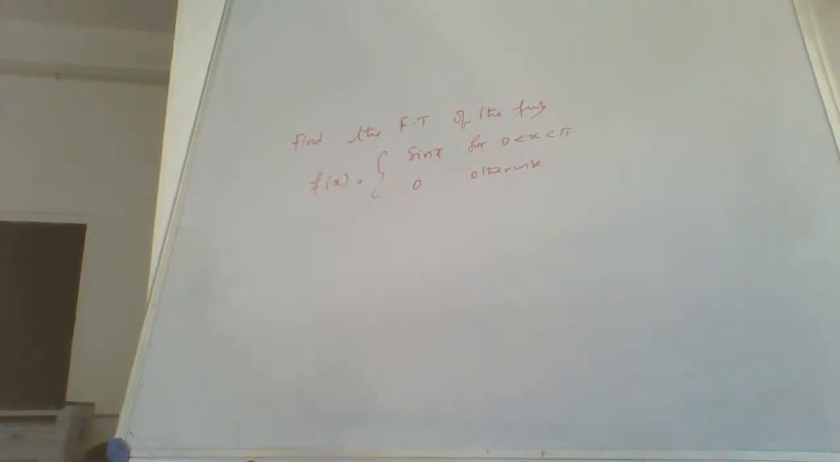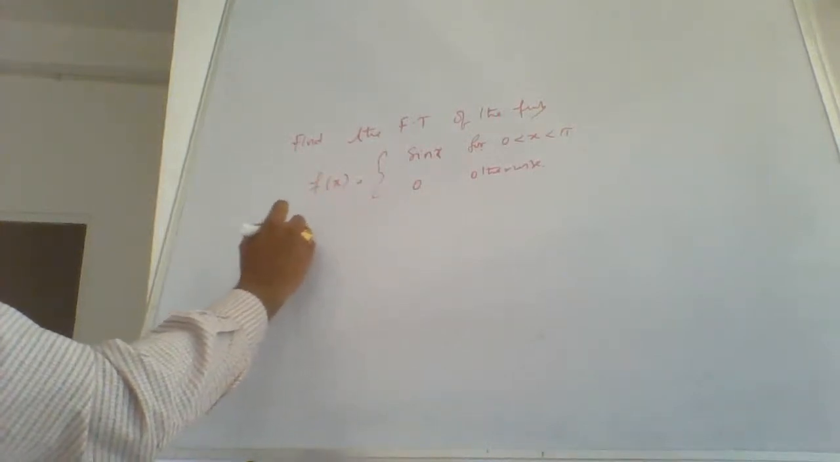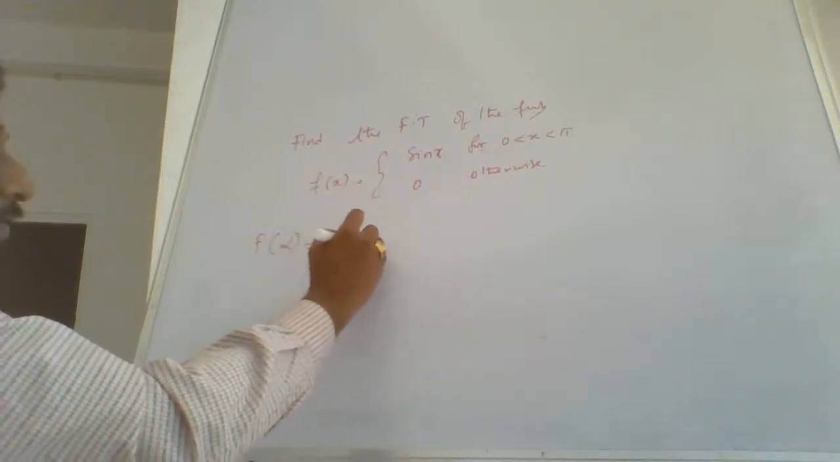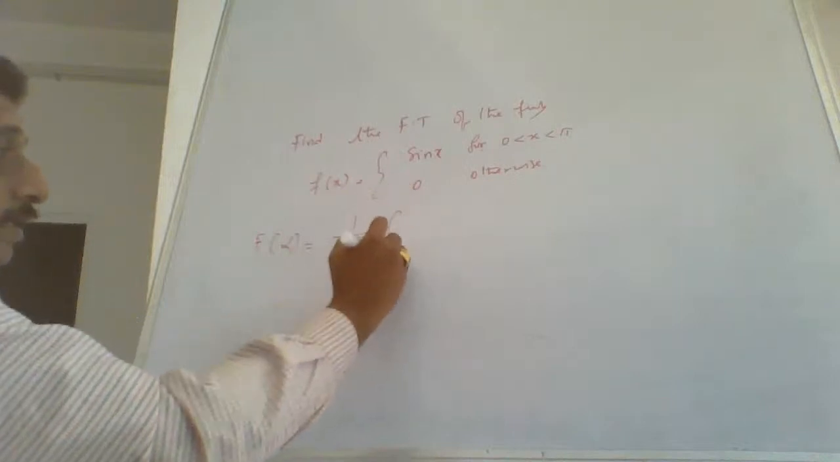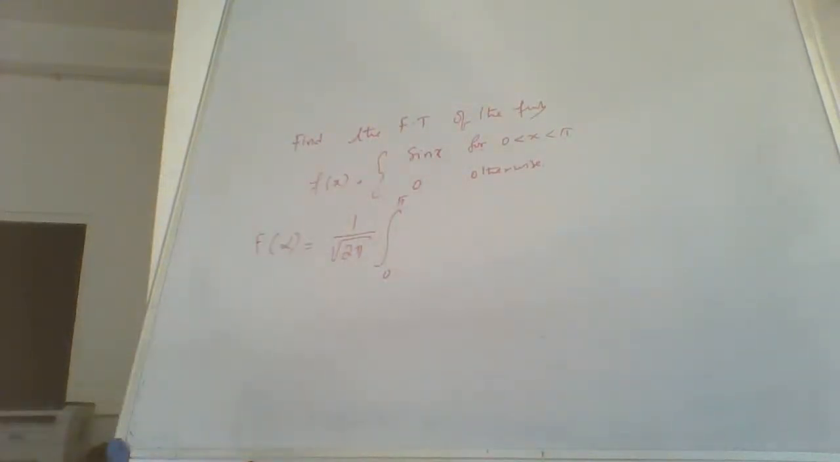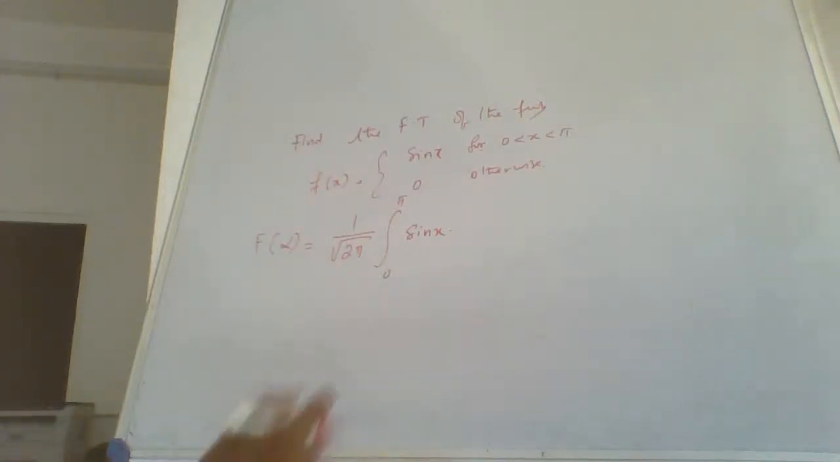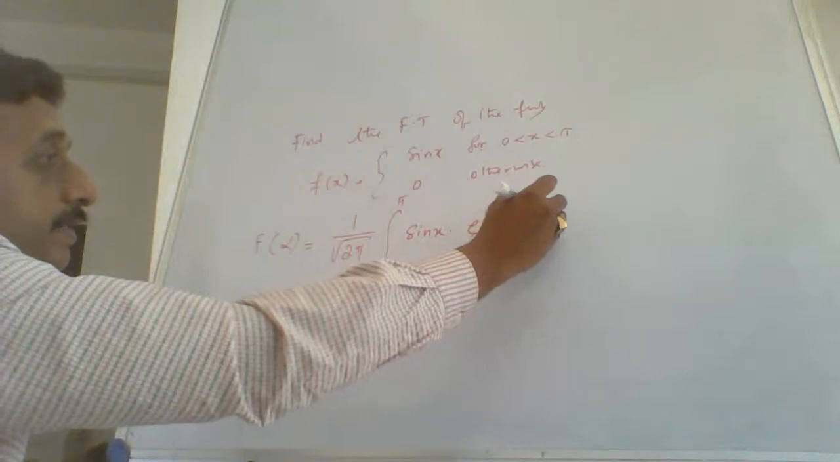Now for 0 to pi, let us substitute it. So F of alpha is 1 by square root of 2 pi, integral 0 to pi. f of x being sine x alone, because you don't have another function, so for 0 to pi I'll have only sine x. Now, this will be e to the power of i alpha x dx.